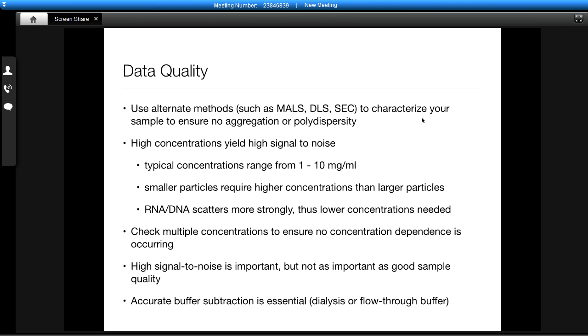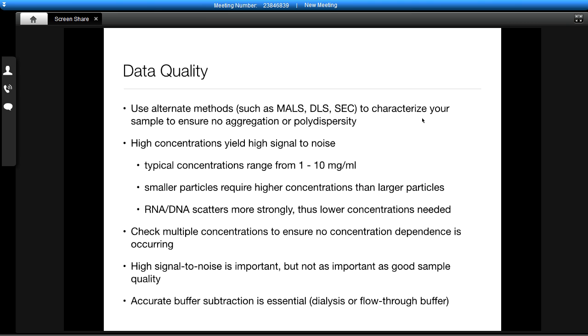And so you want to make sure that you characterize your sample with other methods, either through static or dynamic light scattering or gel filtration or some kind of mechanism to make sure that you have no aggregation or polydispersity in your sample or any kind of interparticle interactions. Generally, you want to use as high of a concentration as you can while making sure that you don't have those interparticle interactions. So higher concentrations yield higher signal to noise. And with SAXS, that's obviously very important.